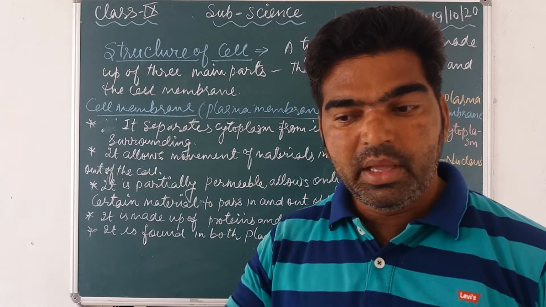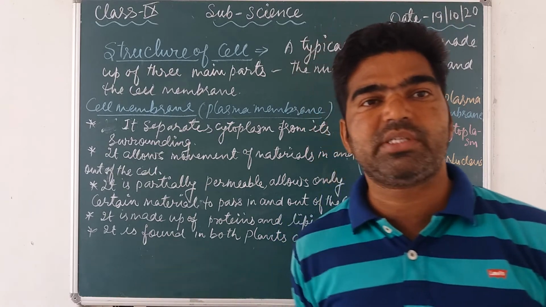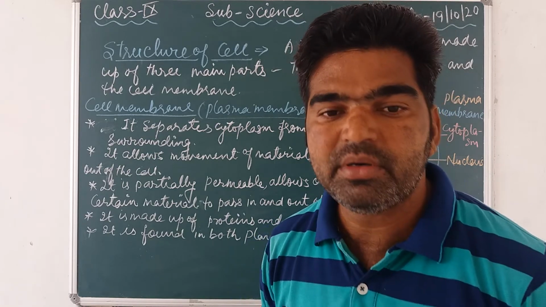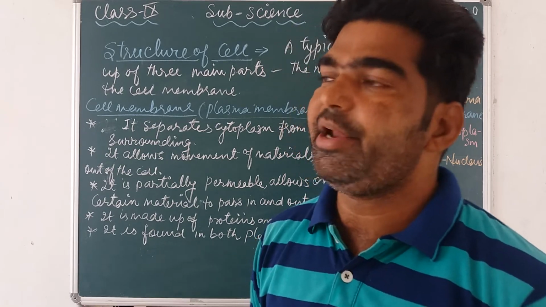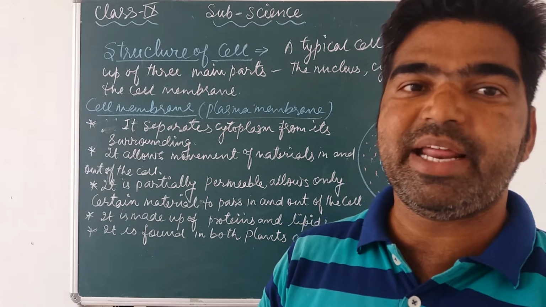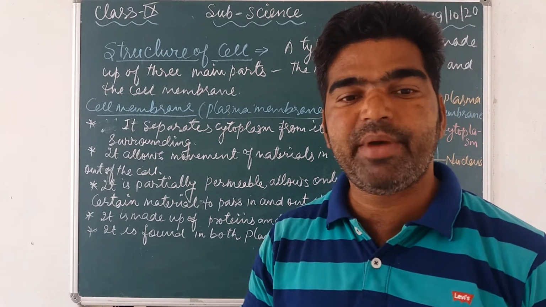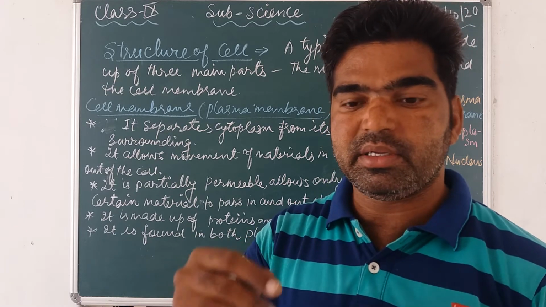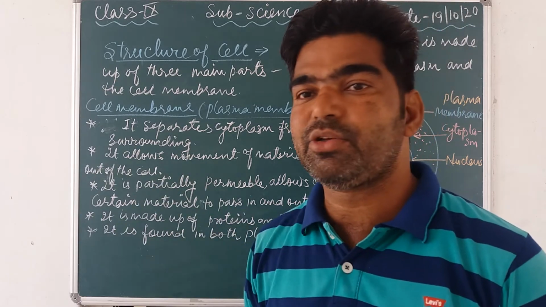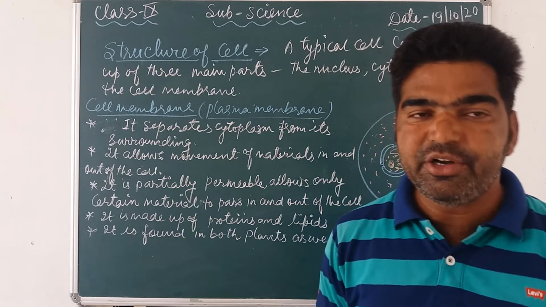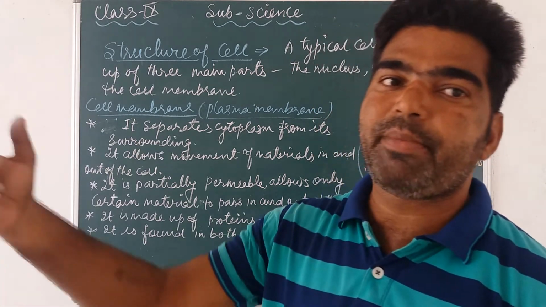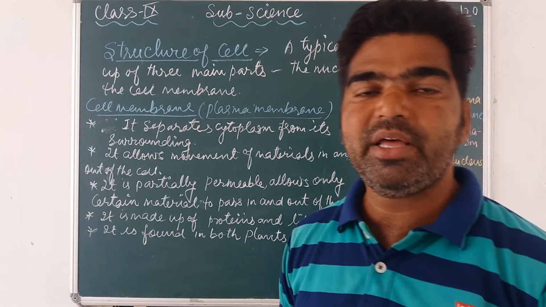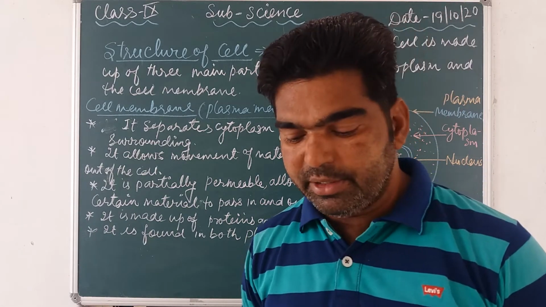Next, this osmosis can be classified into two forms: exo-osmosis and endo-osmosis. Exo means outside and endo means inside. If the movement of molecules takes place from the cell to the outside, that is called exo-osmosis. And endo-osmosis means the movement of particles takes place from outside to inside the cell.